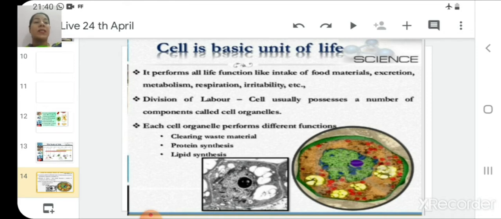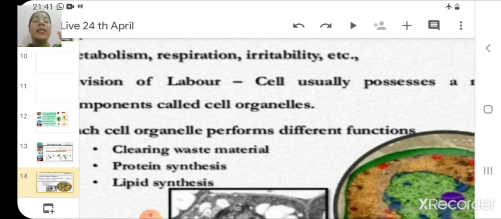Cells usually possess a number of components inside them, and these components are called cell organelles. Cell organelles, or the organs of the cell, you can say. Organ of the cell is not a scientific word. This is just for your understanding. Cell organelles are the small organs, small structures which are present inside the cell.